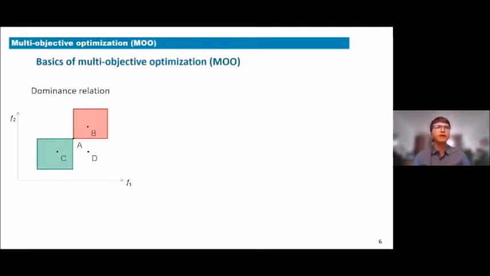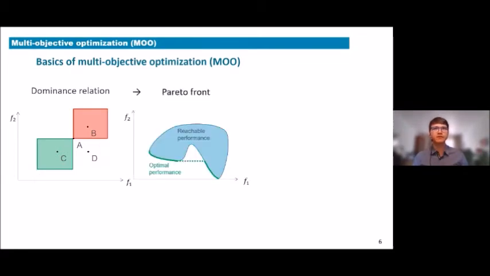And if we look at A versus B, we see that A improves both objectives with respect to B. So we can say that A is objectively better, A dominates B. And similarly, C dominates A. But if we're trying to compare A and D, we find that they represent different trade-offs between the objective functions, so they are equivalent in some sense.